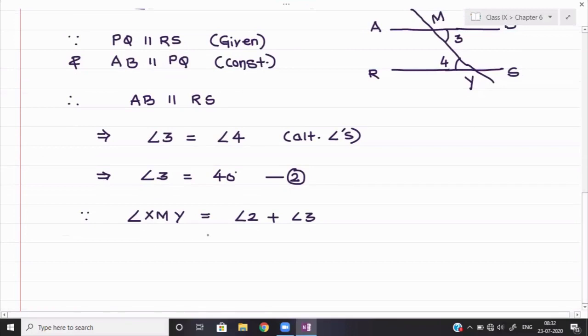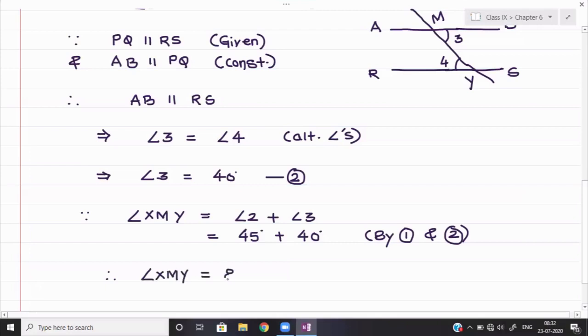So angle 2 we got here 45 degree and angle 3 we got here 40 degree. Let us put the value over here. Angle 2 is equal to 45 degree and angle 3 is equal to 40 degree. Here the reason can be given by equation first and second. Therefore we can say that angle XMY is equal to 85 degree and this is your required answer.